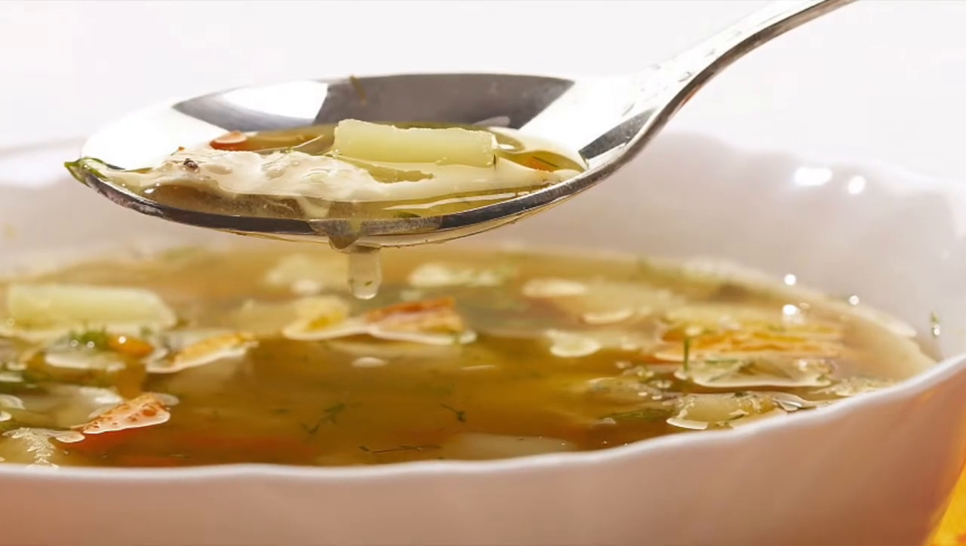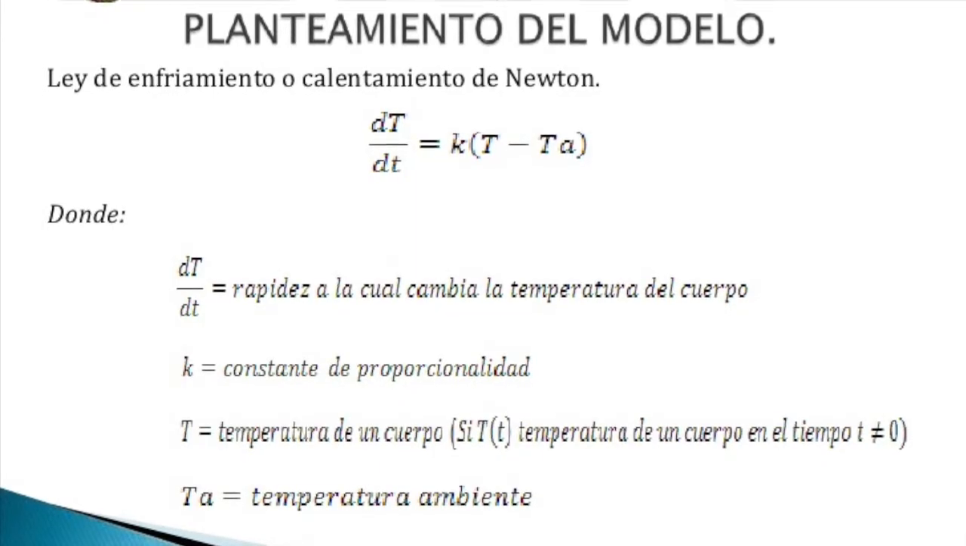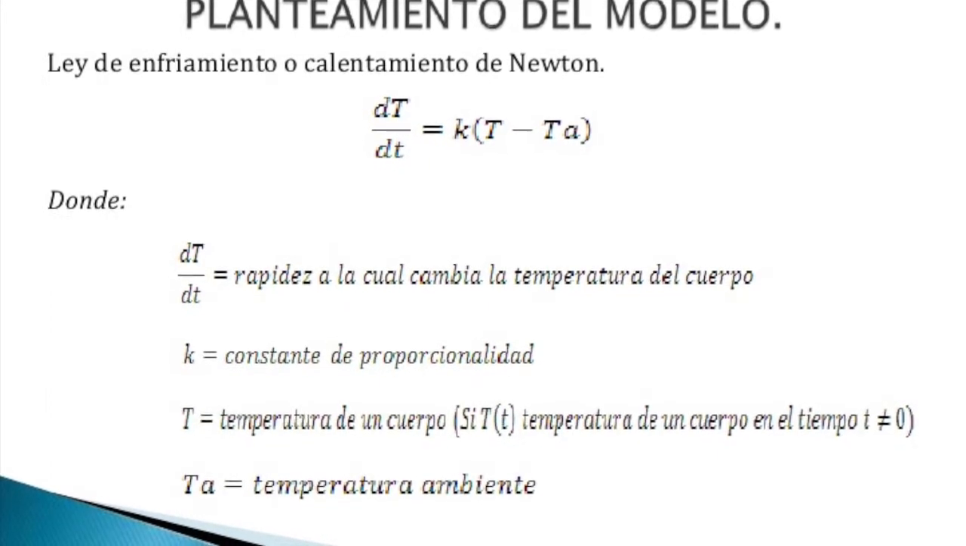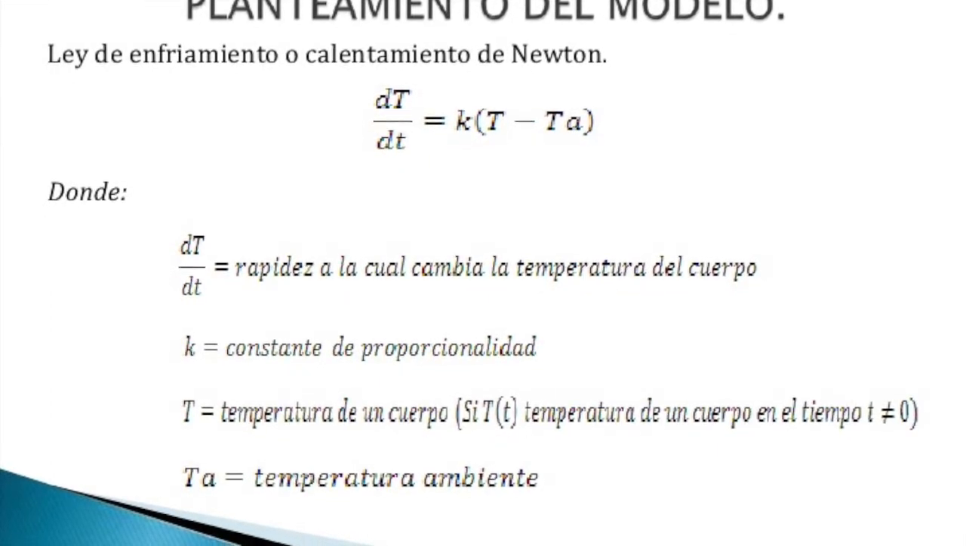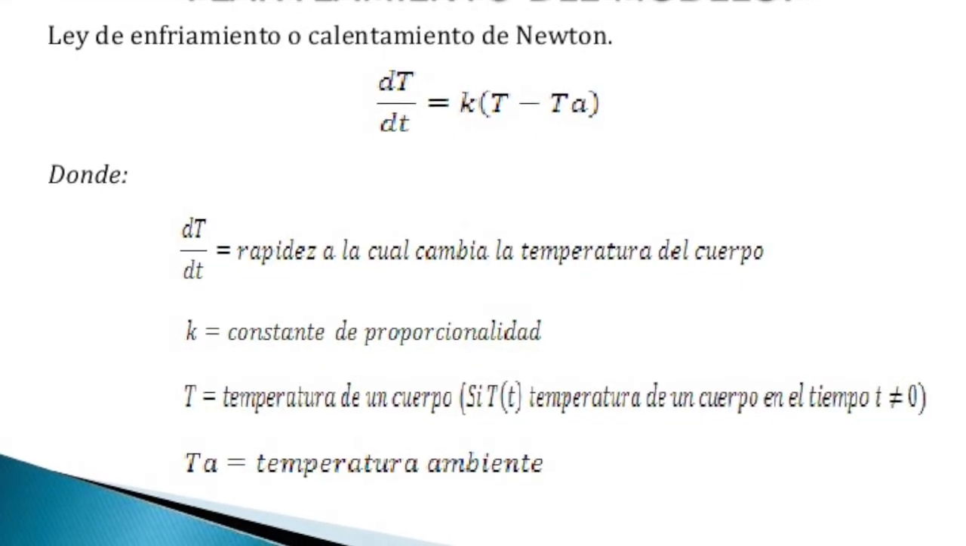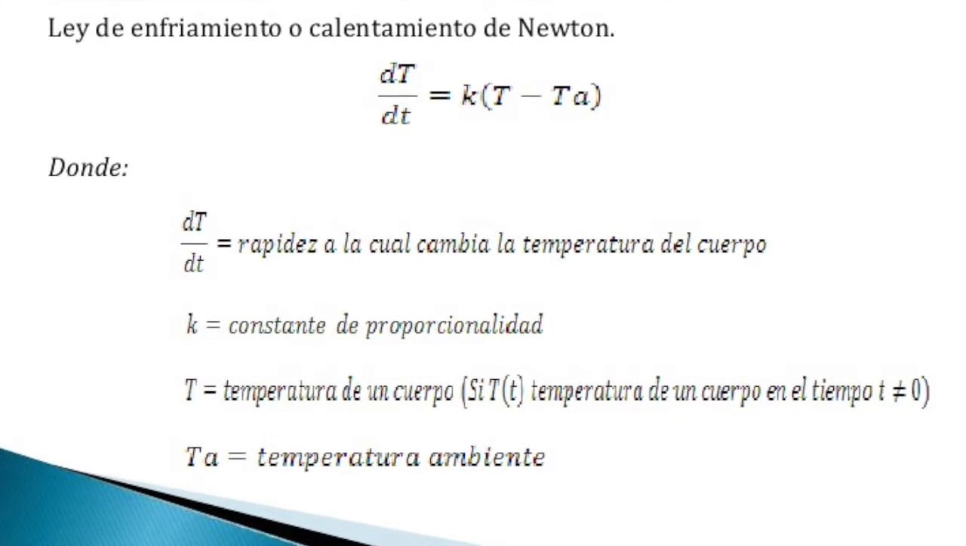The rate of change of the temperature with respect to time equals k times the difference between T and Tm. In this equation, k stands for the constant of proportionality, T is the temperature of the cake when time is greater than 0, and Tm is the ambient temperature.